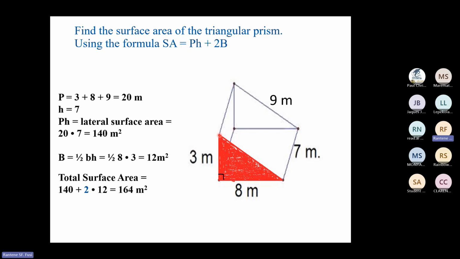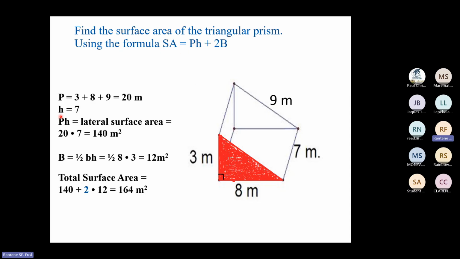Let's calculate the perimeter of this triangle, which is the base. You are going to add 3 meters plus 8 meters. This part here, the long one, is the same as that one, is 9. Means you are going to add 3 plus 8 plus 9, which is equal to 20 meters. That's the perimeter of this triangle, because it's sitting on this. That's the perimeter of the base according to this formula.